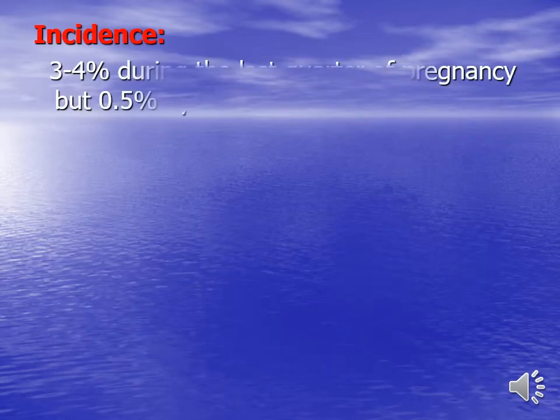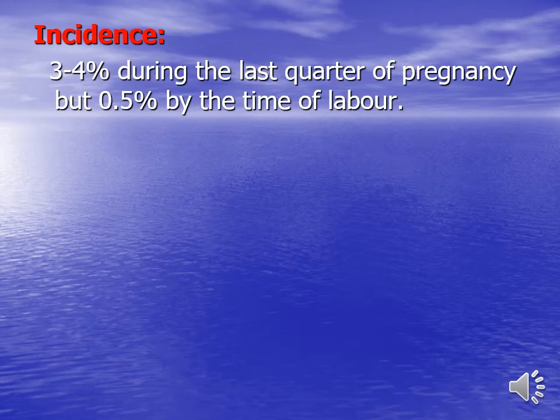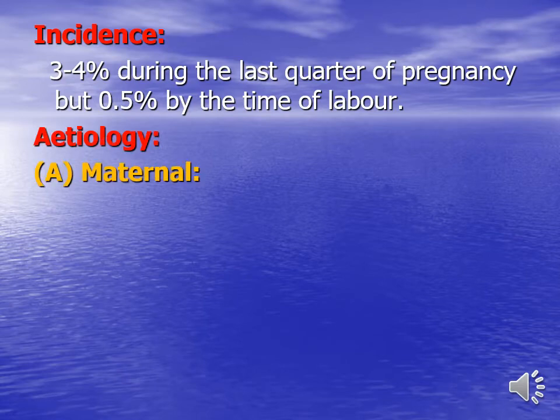This is a picture of the transverse lie where the longitudinal axis of the baby is crossing that of the mother. The incidence is 3 to 4% during the last quarter of pregnancy, but it reaches 0.5% at the time of labor. Etiology: there are maternal causes and fetal causes.